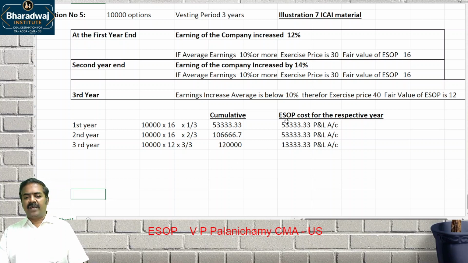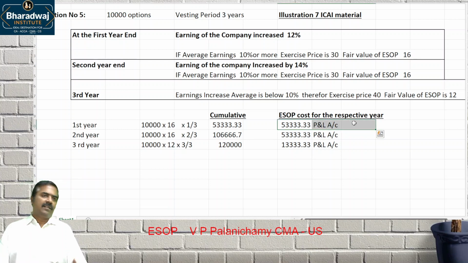If they ask you accounting entry, very simple. What is the entry? Employees compensation expense accounted out to ESOP outstanding account, P&L account debited, ESOP outstanding credited. 3 years you will repeat the entry.